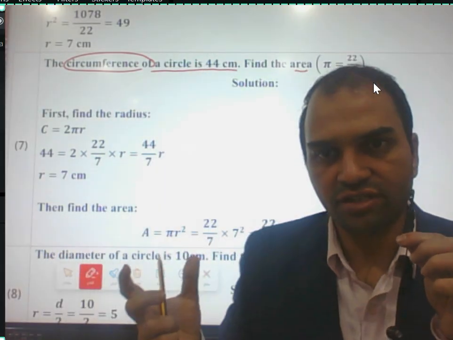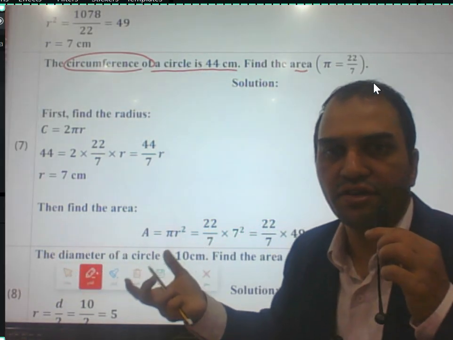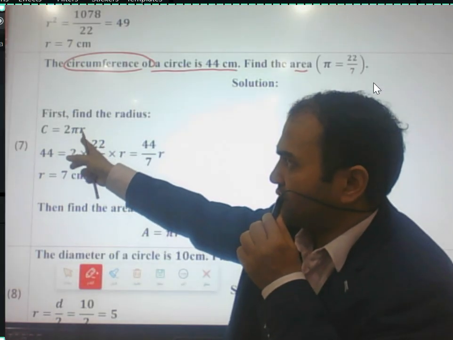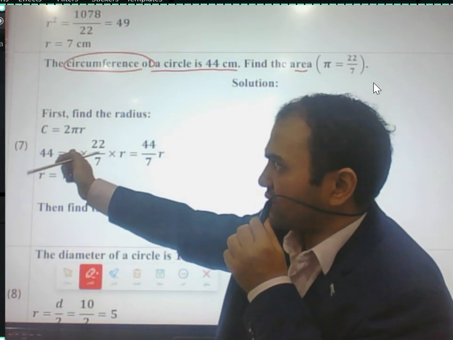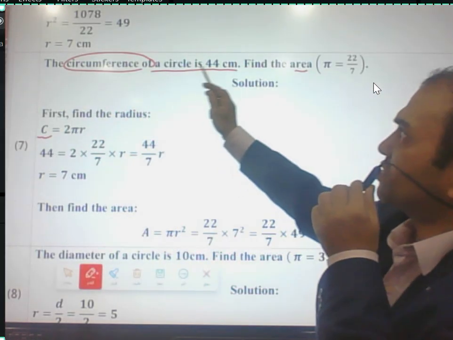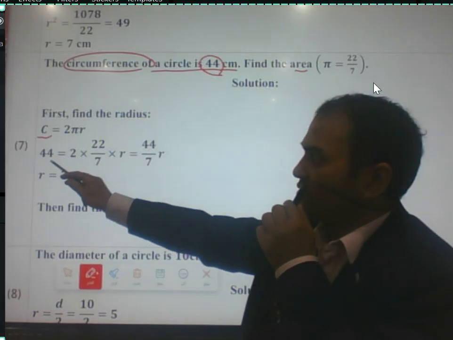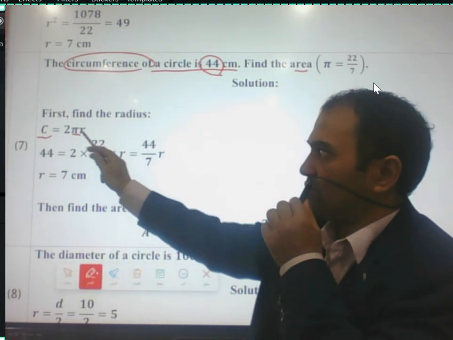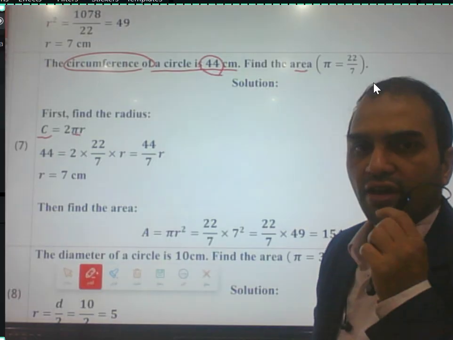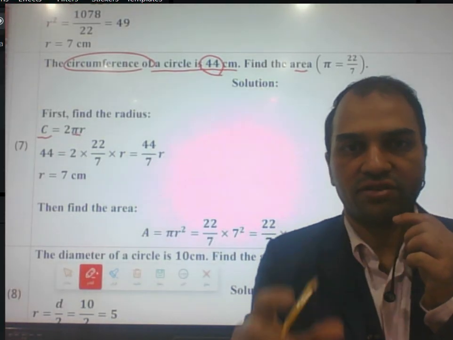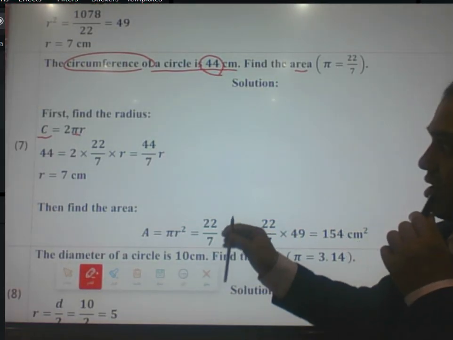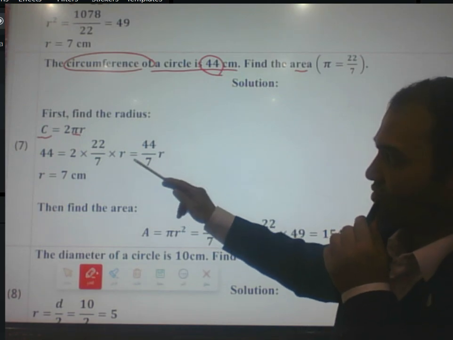Okay, how do we find the radius? You know circumference equals 2 times pi times r. Then we can replace the value of circumference, which is given as 44 centimeters. 44 equals 2 times 22 over 7 times the radius. Next step, you can find the radius by dividing by the coefficient of r. 2 times 22 over 7 equals 44 over 7.